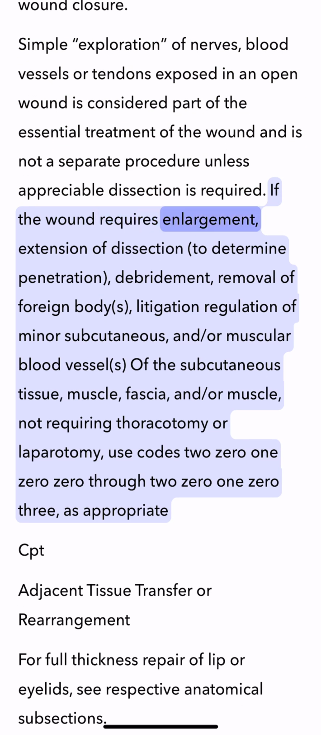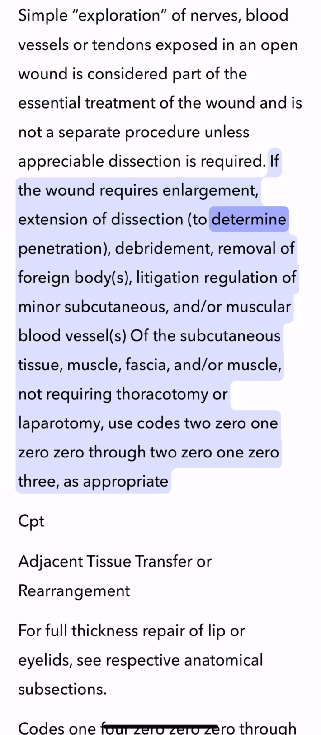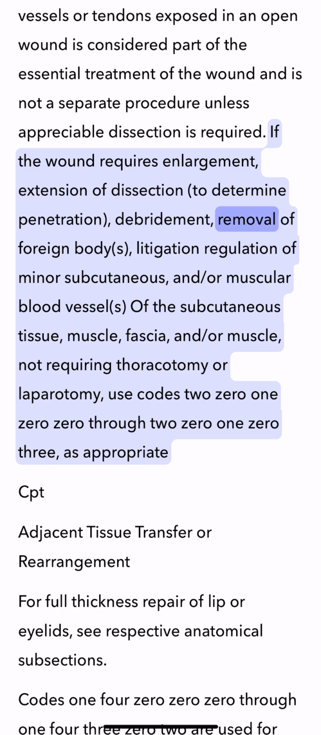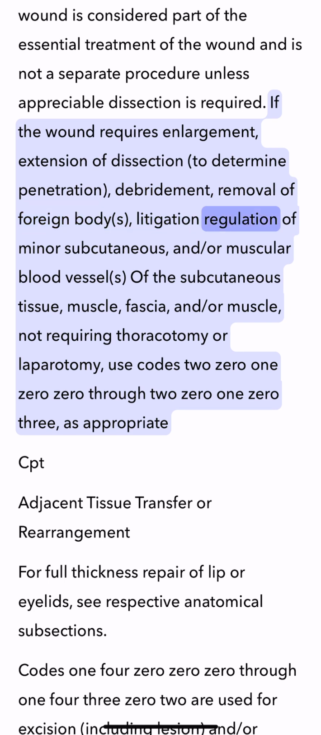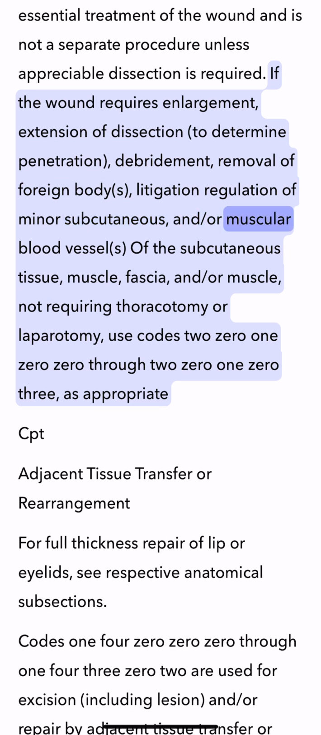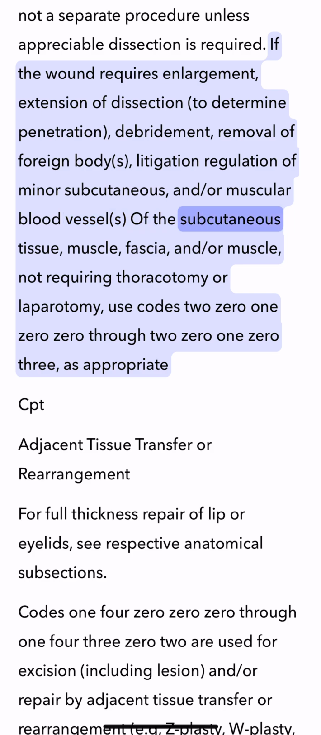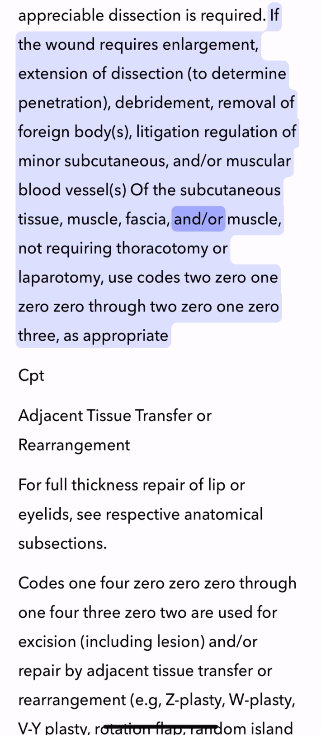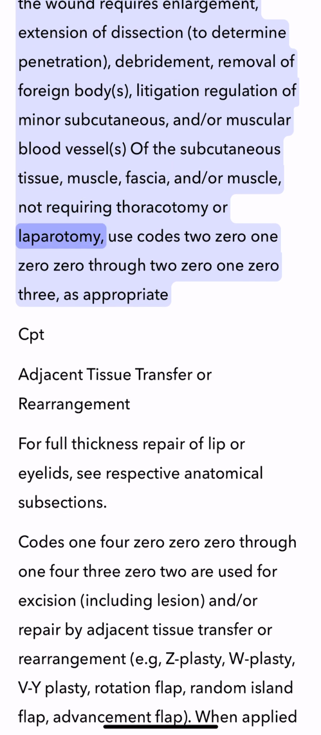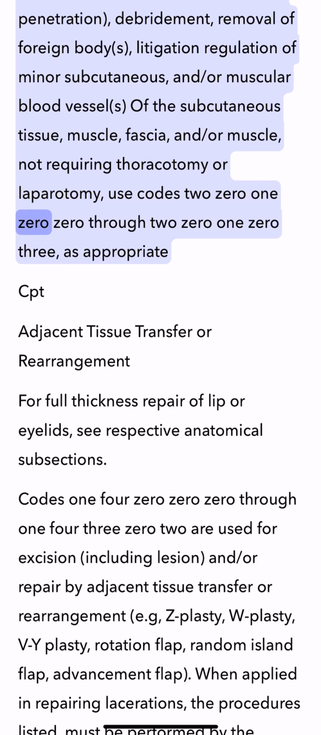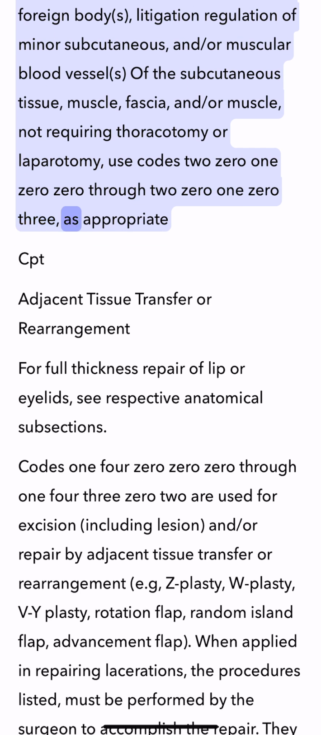If the wound requires enlargement, extension of dissection to determine penetration, debridement, removal of foreign body, ligation or coagulation of minor subcutaneous and/or muscular blood vessels of the subcutaneous tissue, muscle, fascia, and/or muscle, not requiring thoracotomy or laparotomy, use codes 20100 through 20103, as appropriate.